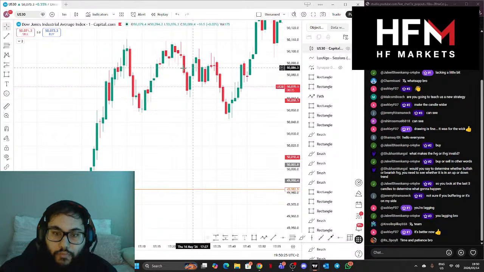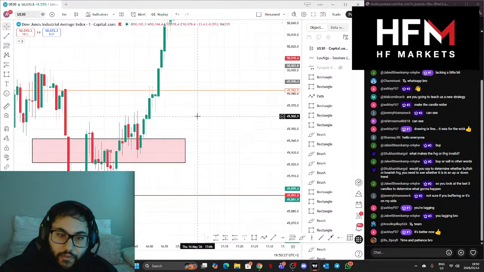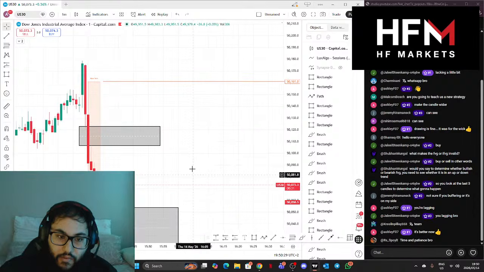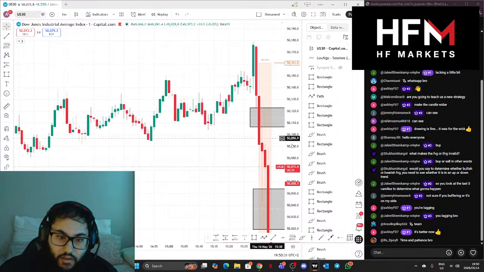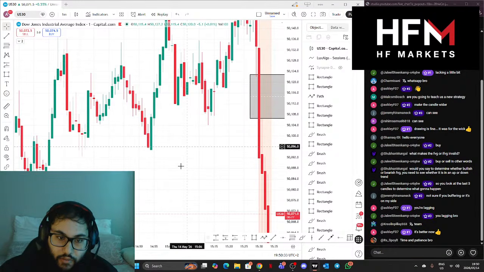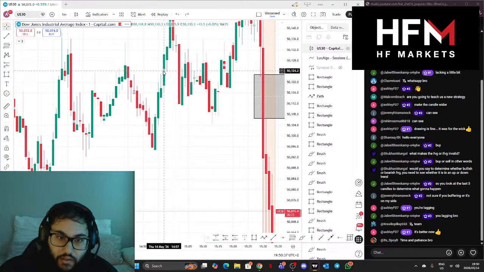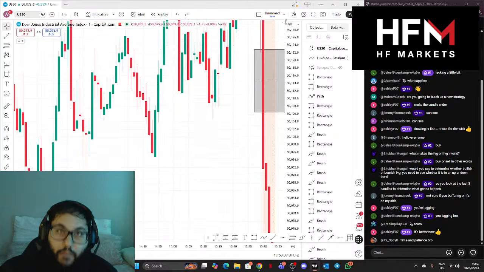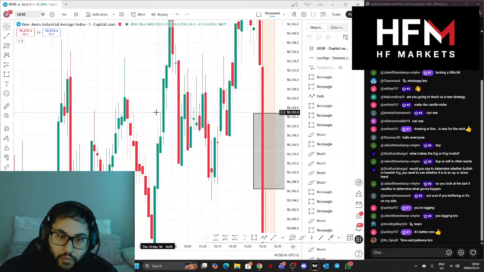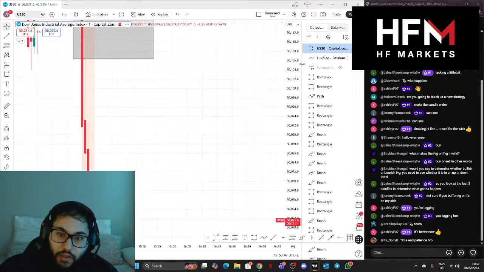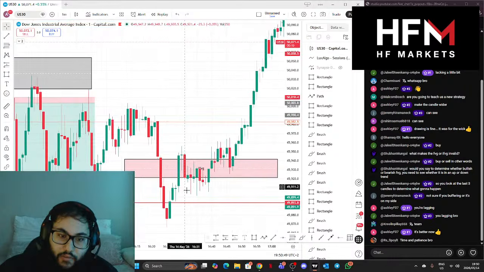Okay, so that's your inverse fair value gaps. Let's look at more examples of inverse fair value gaps. You'll find a lot of them as well. You can see there's a small fair value gap right there. And what did the market do? We closed below it. That became a valid fair value gap.